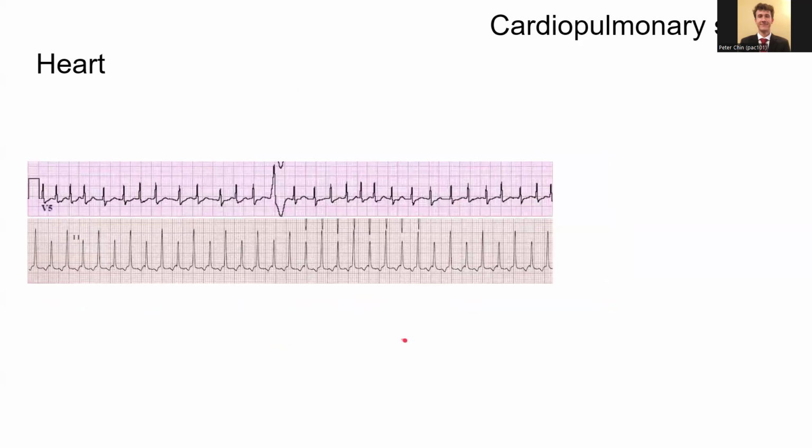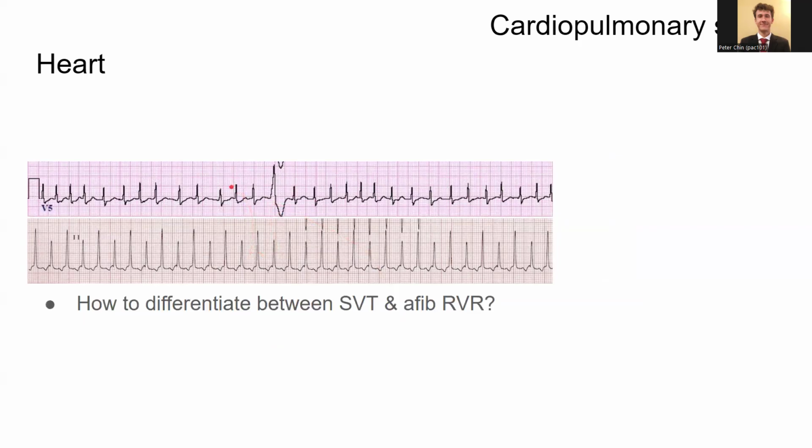All right, so like last time, here are the rhythm strips for both SVT and AFib with RVR. And this is how I differentiate between them. So if you look at the rhythm strip, SVT is a regular tachycardia. And you can see that by looking at the distance between the QRS complexes. It's pretty much the same distance between complexes.